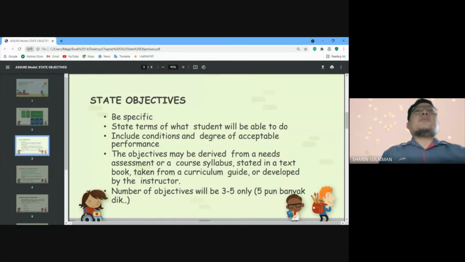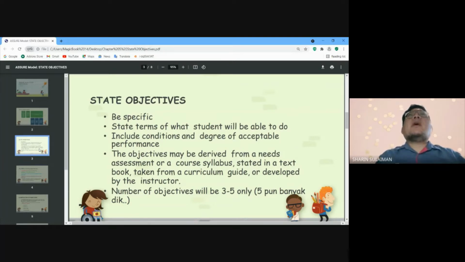Alright, the objective may be derived. You can find this objective from sources that provide you with learning objectives, such as a needs assessment, and from assessments, the things in your assignment. For example, after you do this assignment, what skills and lessons will you get? So it can be developed by the instructor themselves.